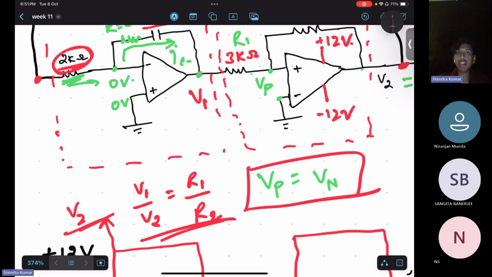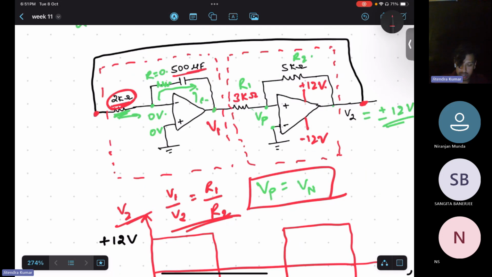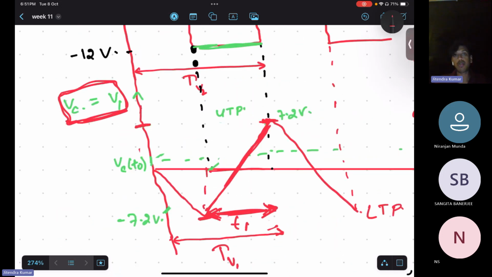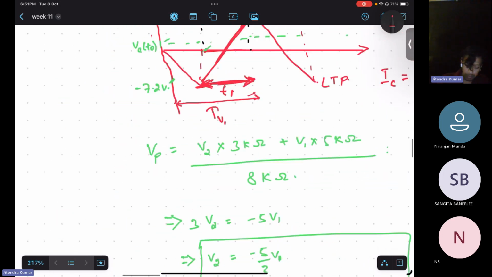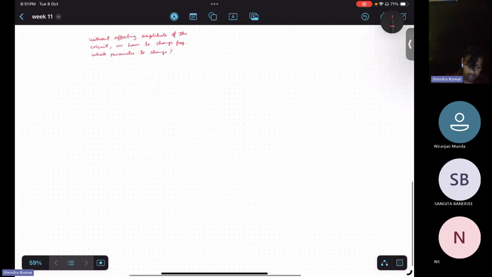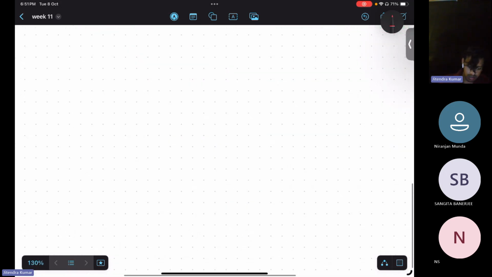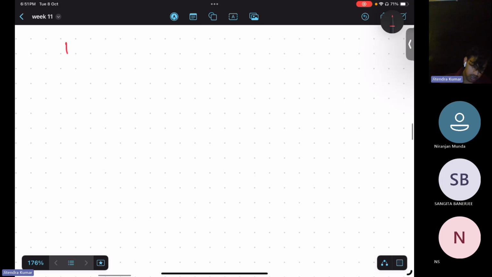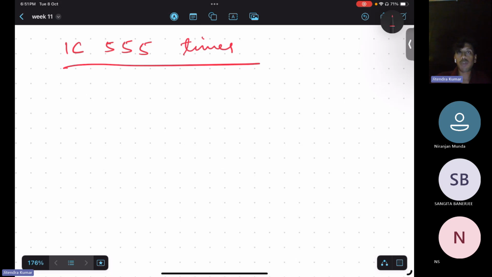Okay, great. So moving ahead. Let us move to the next part of IC 555 timer. So again, I am going to pose a problem here, right? And then we will look behind the concept of that. So what is the problem here?